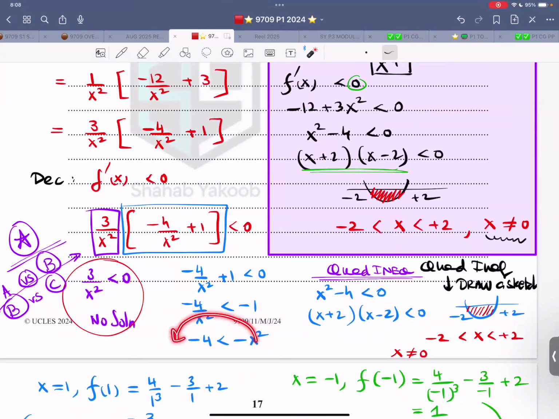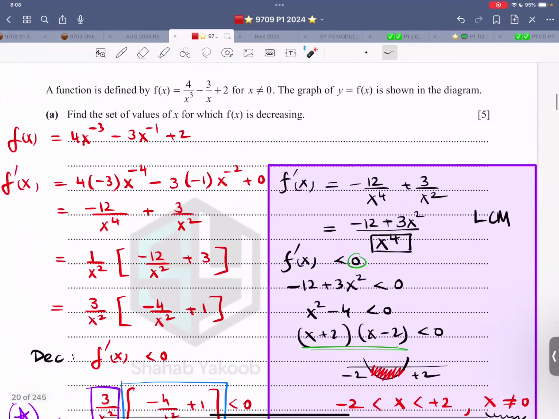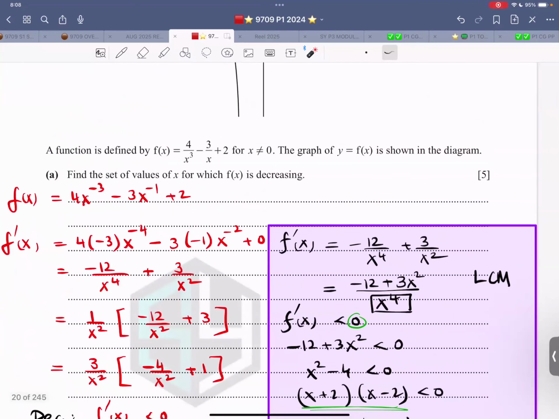This is x squared minus 4, which is (x plus 2)(x minus 2) is less than 0. Factorization is a must. Draw a small sketch. Mark the roots. Less than means region below the x-axis. One single region, one single inequality. That is the answer. Now over here, we should also write x should not equal to 0 because it says so. x should not equal to 0.